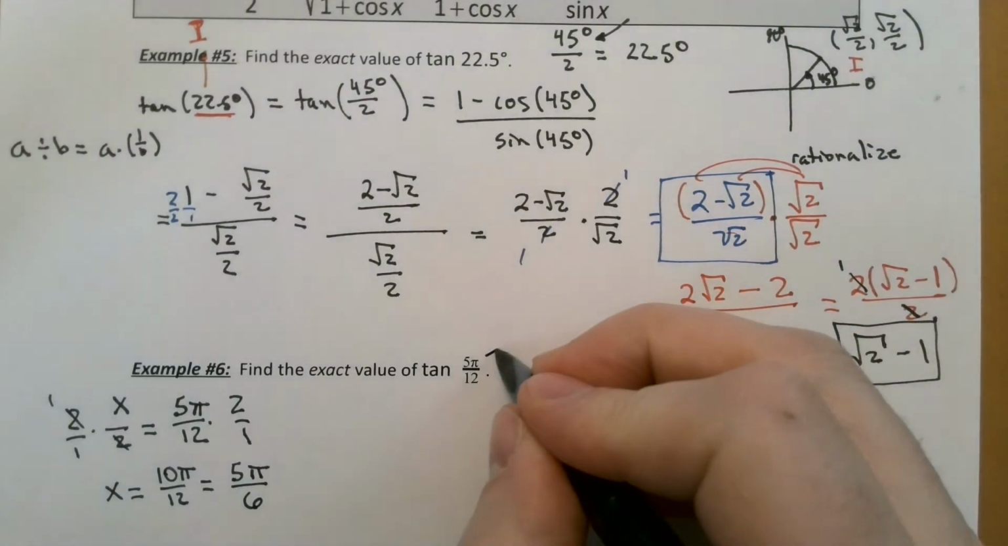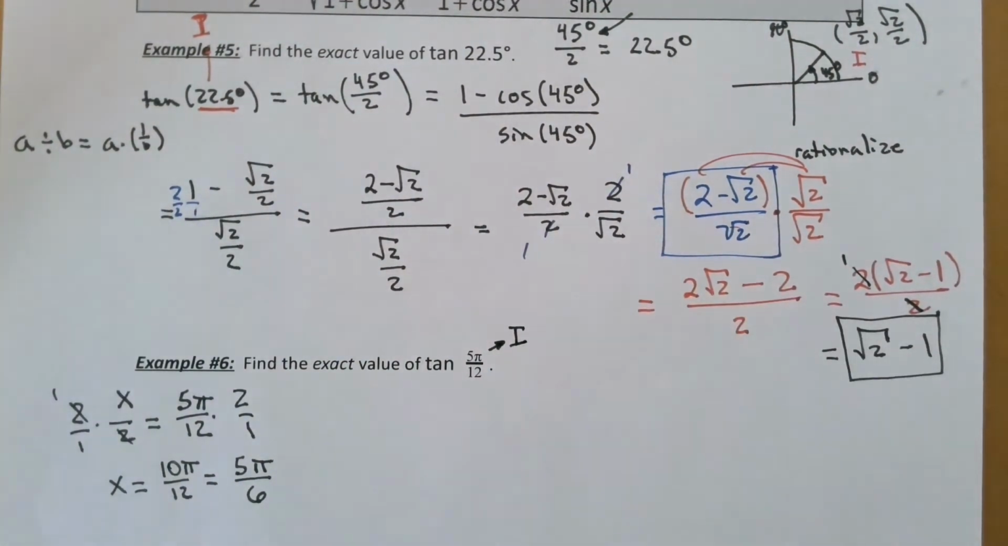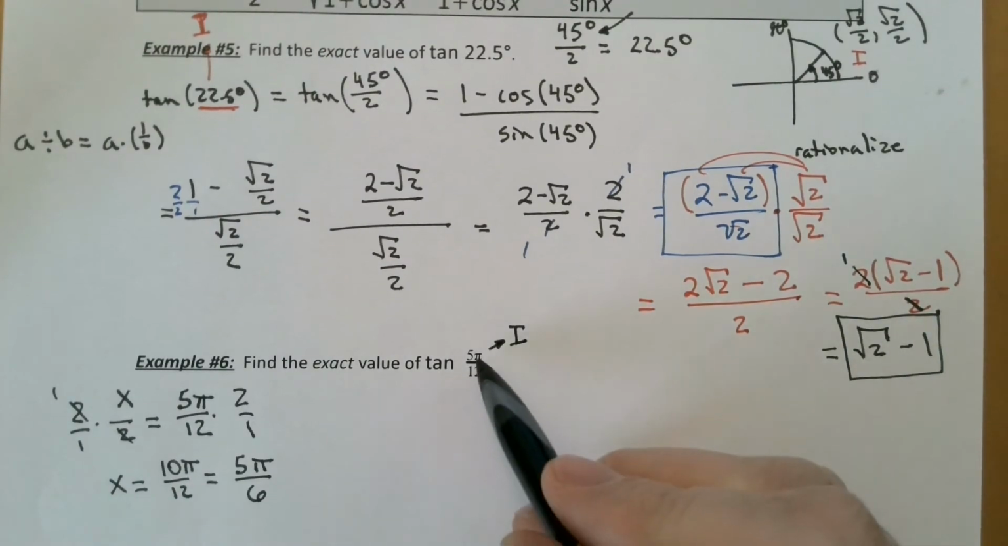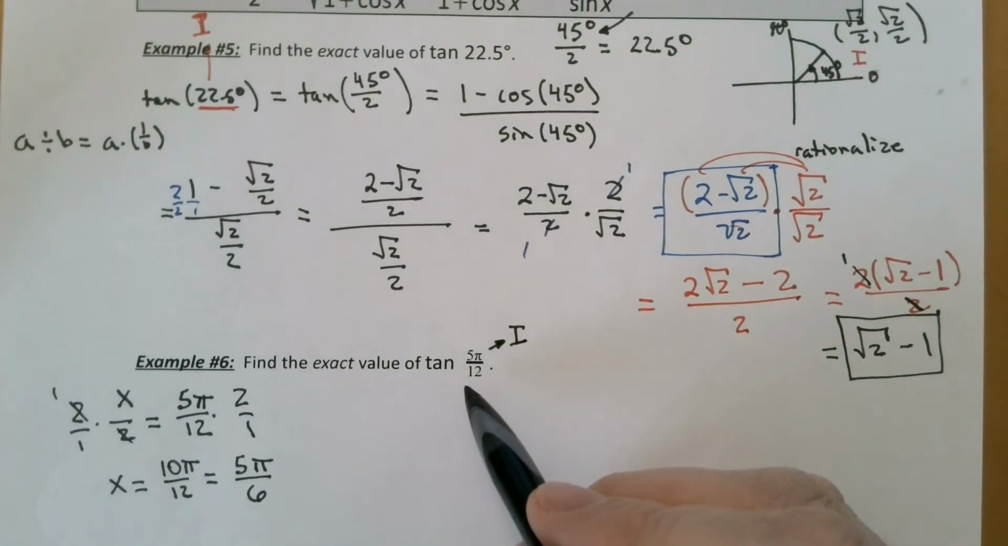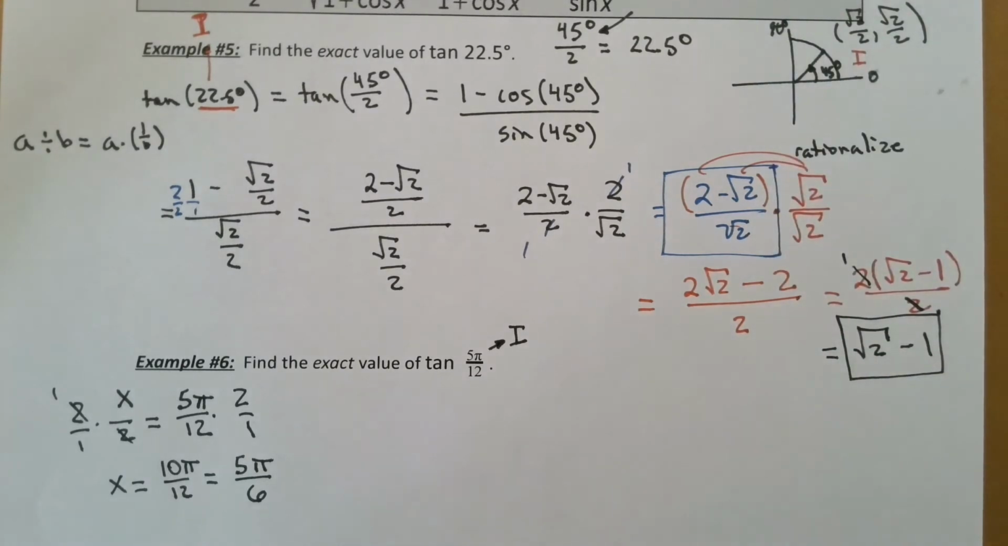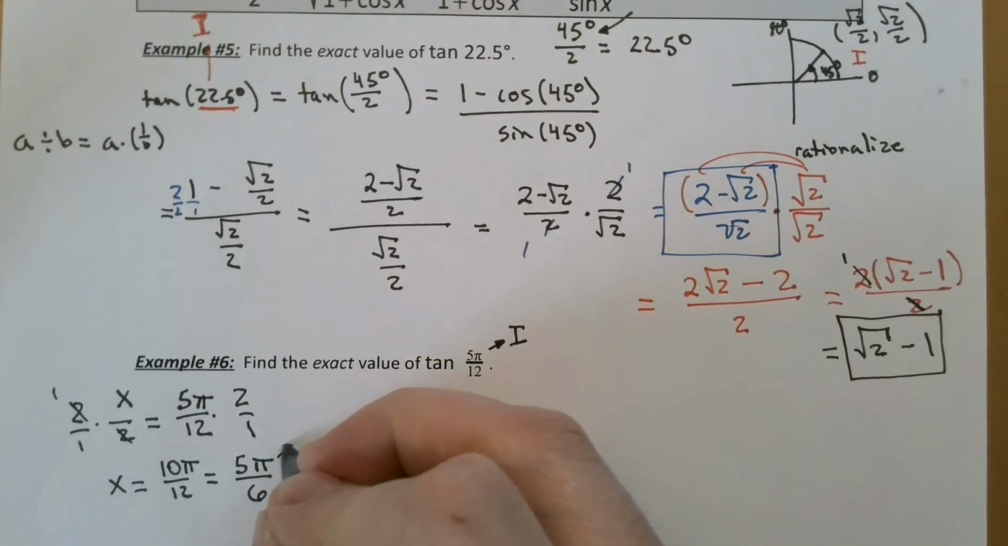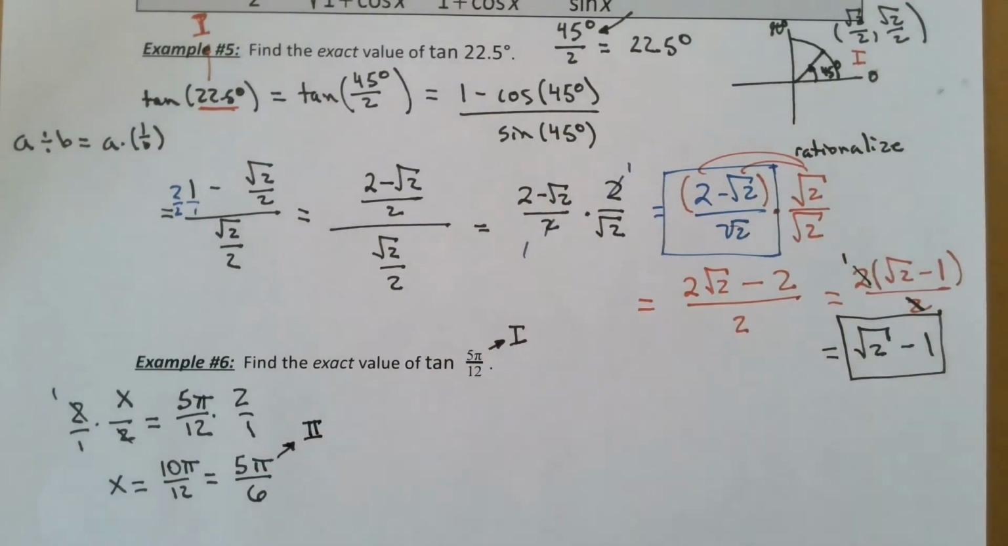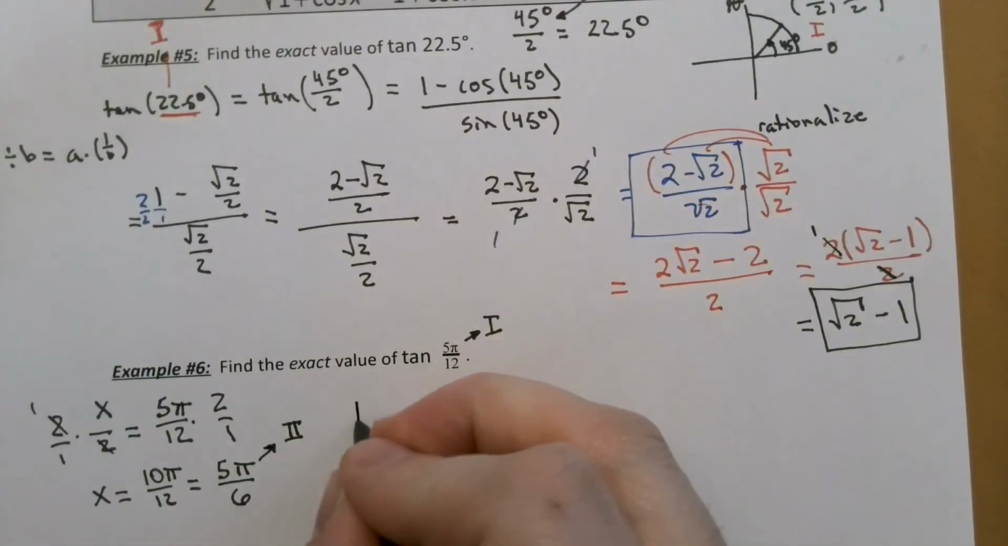Note that this is also a first quadrant angle. I know that because 6 pi twelfths is pi halves, which would be up in this joint. Oh, wait a minute. Yeah, so this is a first quadrant angle, but this is a second quadrant angle. So we need to be careful with our results.